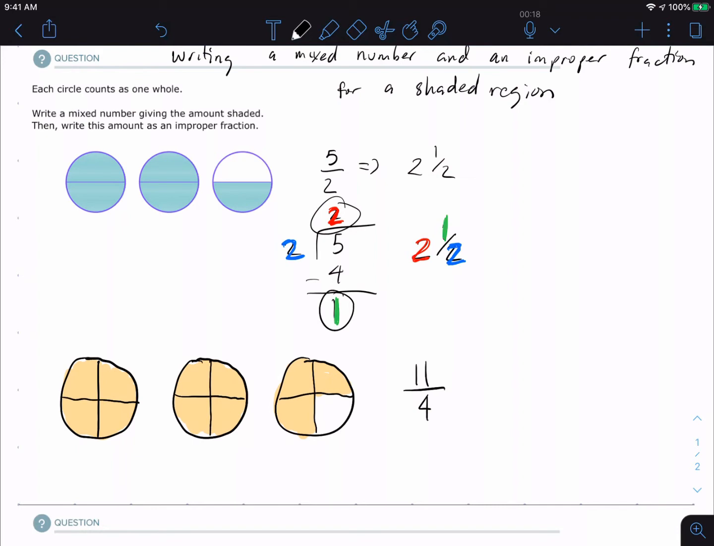Now, if we want to look at it in terms of whole numbers, how many complete circles are shaded? We have 2 complete circles. And then of the partial circle, how much of that is shaded? We can see in the partial circle we have 1, 2, 3 that are shaded. So that's going to be our numerator. And then the 4, because it's divided into 4 pieces. Does that make sense?